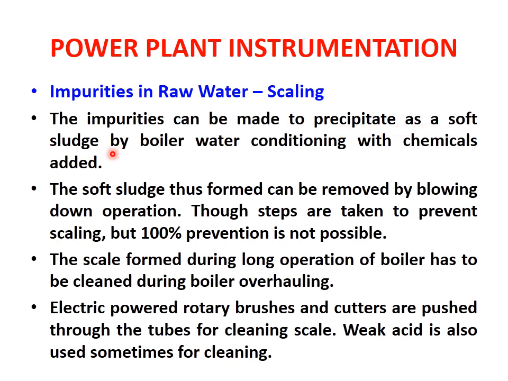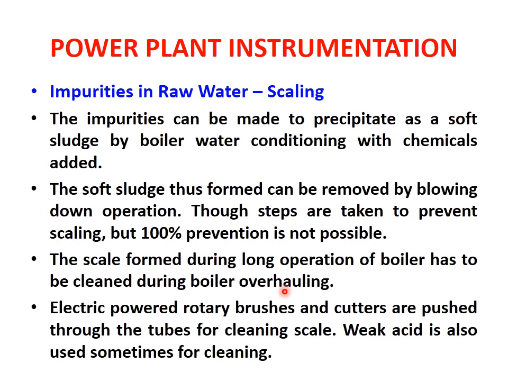Going to the next slide, the impurities can be made to precipitate as a soft sludge by boiler water conditioning with chemicals added. So while the water is added for the conversion to steam in the boiler, some chemicals should be added by which the boiler water conditioning can be done. The soft sludge thus formed can be removed by blowdown operation. These steps are taken to prevent scaling, but 100% prevention is not possible. The scale formed during long operation of the boiler has to be cleaned during boiler overhauling.